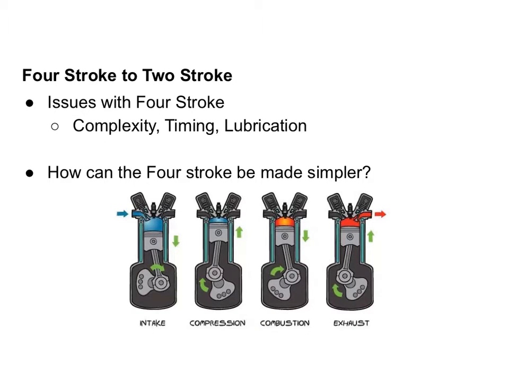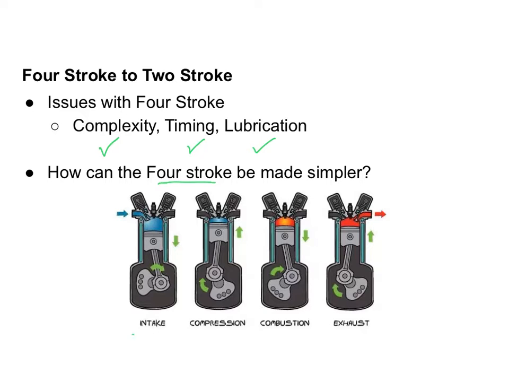Now, four-stroke engines are the engines you'd find in your car and also your lawnmower and snowblower, but there are some issues with four-stroke engines. They are very complex, including a number of moving parts. Timing has to be perfect, and also they need adequate lubrication. So as we take a look at a two-stroke engine, we have to figure out how we can make the four-stroke process simpler. Remember the four strokes of a four-stroke engine.